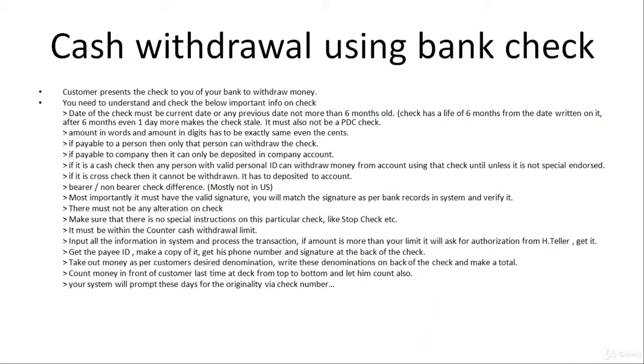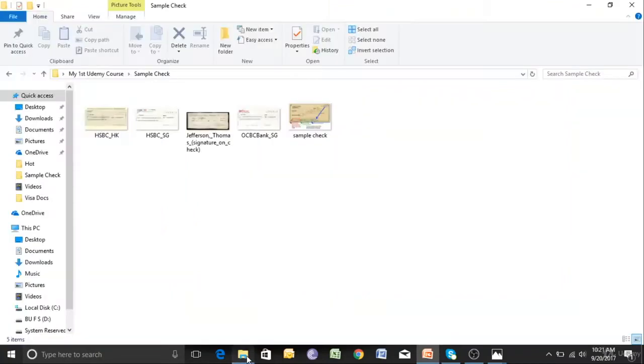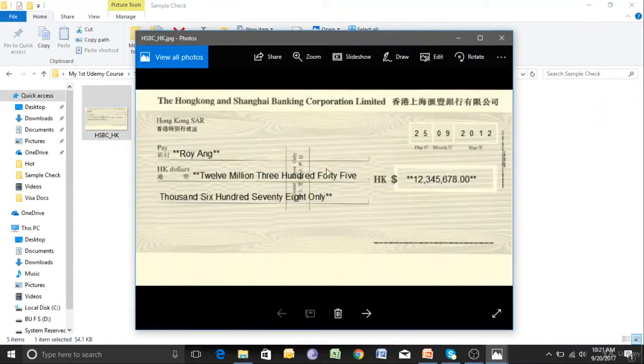If a check is not a cross check, now let me explain the cross check to you here. Just see these two parallel lines here. These parallel lines mean this is a cross check. A cross check cannot be encashed. You cannot take the money out of the account and pay cash to the bearer of this check. A cross check means this check has to be deposited into the account. This check can never be encashed.